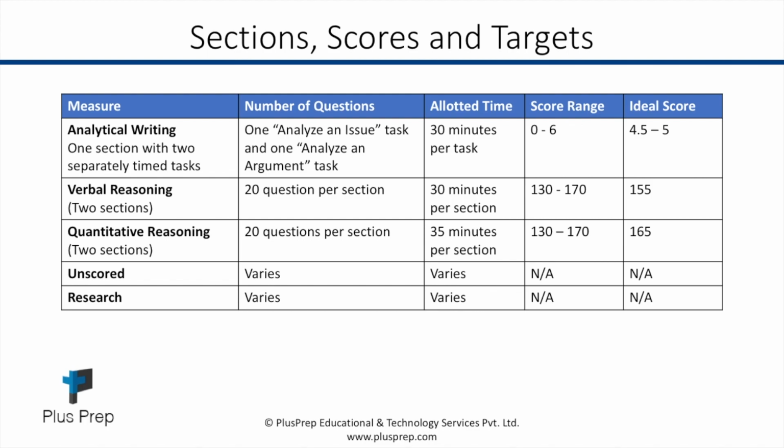There is also an experimental section which you cannot identify while taking the test, and this is unique because it is unscored. This will not affect your overall score. It could either be verbal reasoning or quantitative reasoning. It will look and feel exactly like your scored section, but from the scoring perspective, they will not consider this. And there's no way for you to know whether the section that you just did was experimental or not.